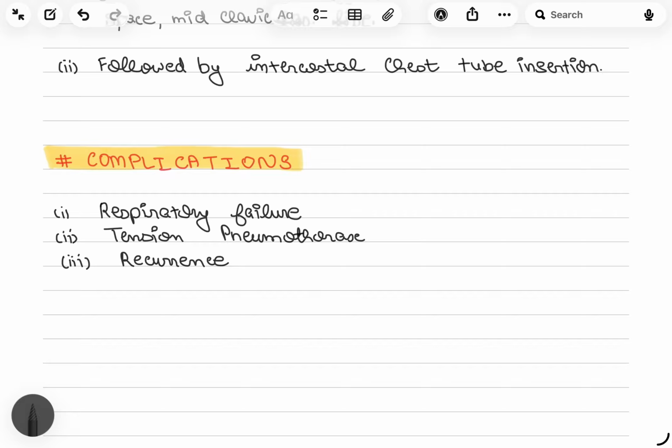Pneumothorax is mainly asked for 7 marks in MUHS University.